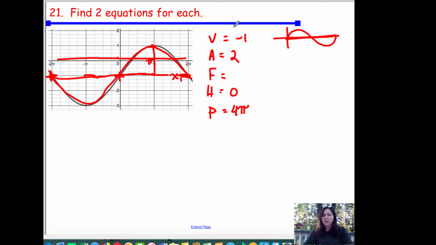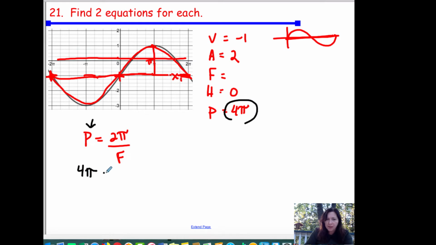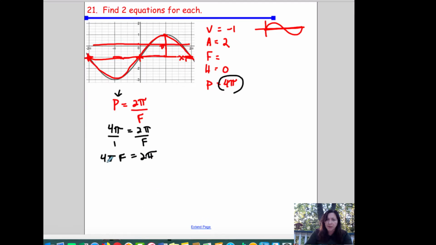To find my frequency, I'm going to use my formula. Period is equal to 2 pi, because that's a regular 2 pi period, divided by my frequency. Because my period for this graph is 4 pi, that's going to go right here. So 4 pi is equal to 2 pi over the frequency. I'm going to cross multiply. I get 4 pi times my frequency equals 2 pi. And I'm going to divide by 4 pi on both sides. Then the pi's cancel, and my frequency is 1/2.